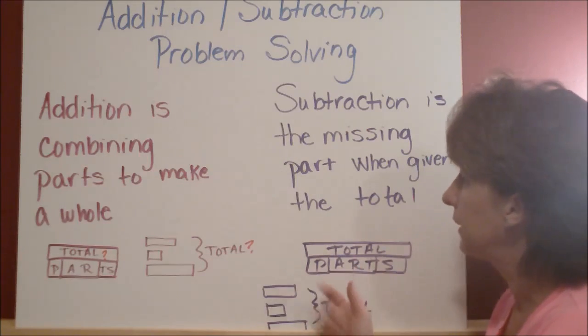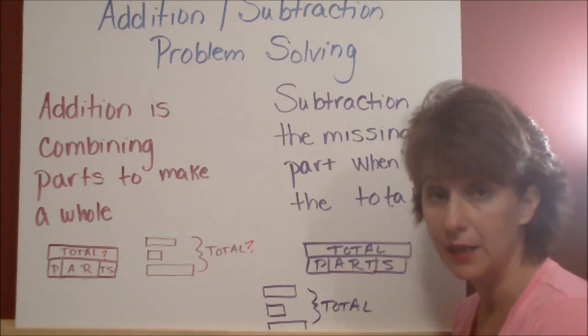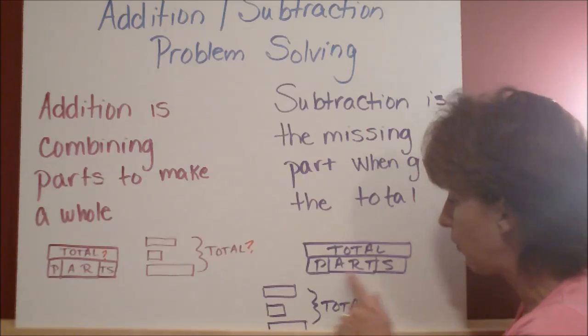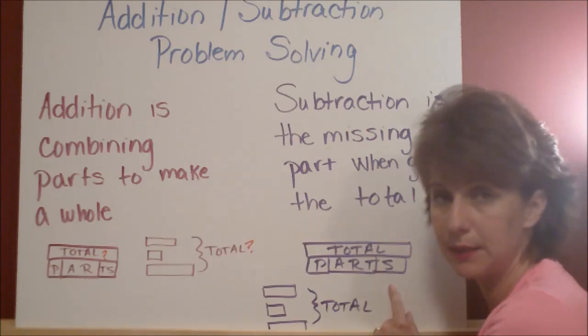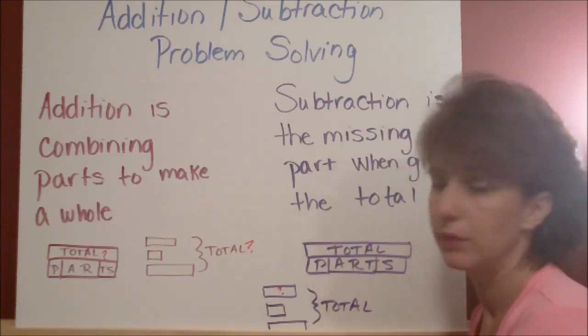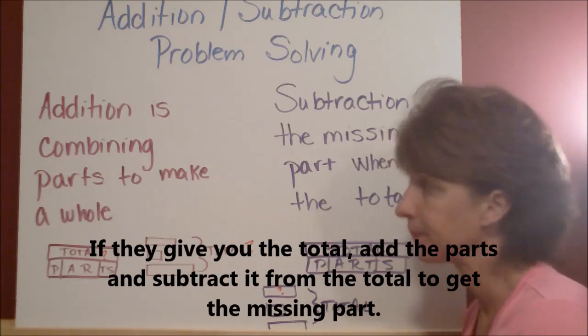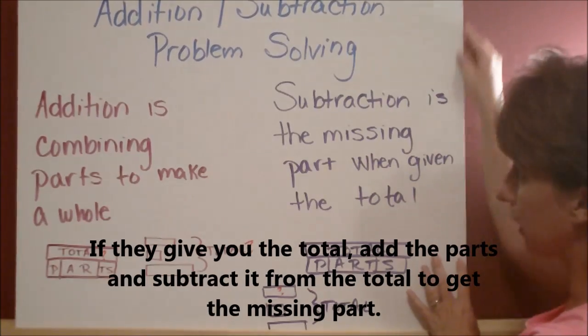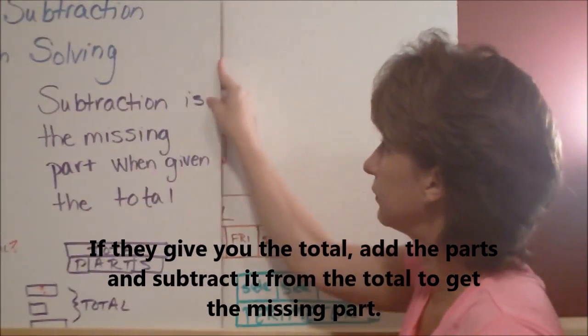Subtraction is the missing part. When they tell us the total and we just have one of these parts missing. Or maybe I know this and so I need to figure out what this is. Let's look at some examples.